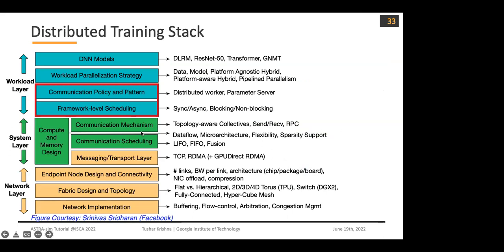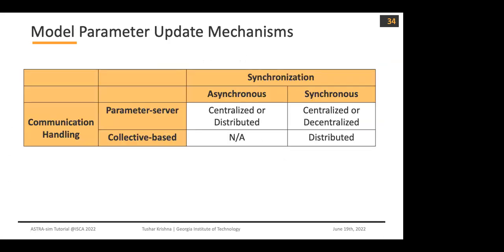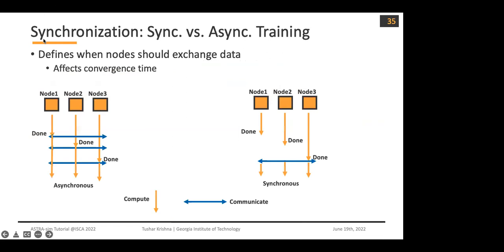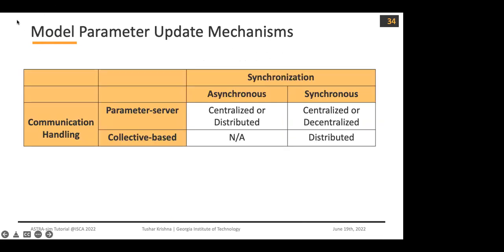Okay, so once you've decided on a parallelism scheme, you now need to think about how this communication is being orchestrated. So depending on the parallelism scheme, as I mentioned, input gradients and weight gradients are being communicated. Here you have two broad approaches.